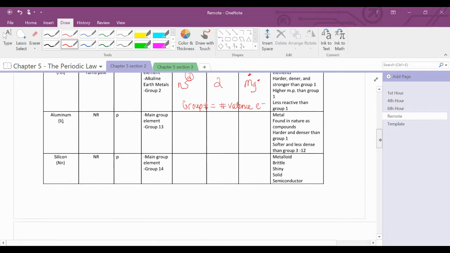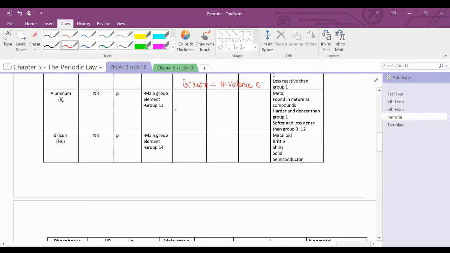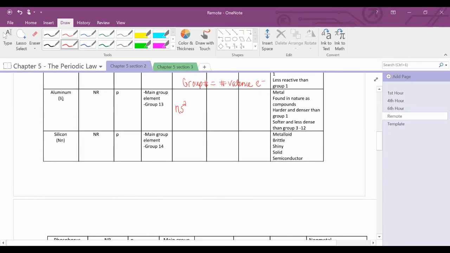All right, let's go on to the next element in our table. The next element in our table is aluminum. And so for aluminum, it has electrons in the S. So again, N is representing the energy level. And it has valence electrons in the P, and it's in group 13, so that means it has 1 electron in P. So if I add these together, there are 3 valence electrons.